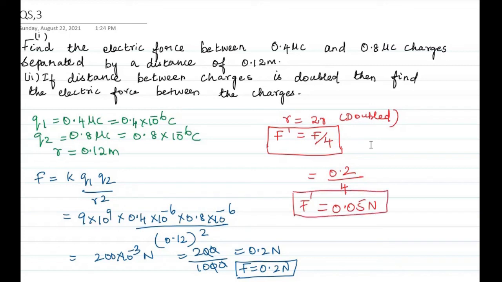So what do you conclude from this? When the distance is r, the force is 0.2 Newton. When the distance is 2r, the force is 0.05 Newton. So as distance is doubled, force is decreased. So force is inversely proportional to the distance.